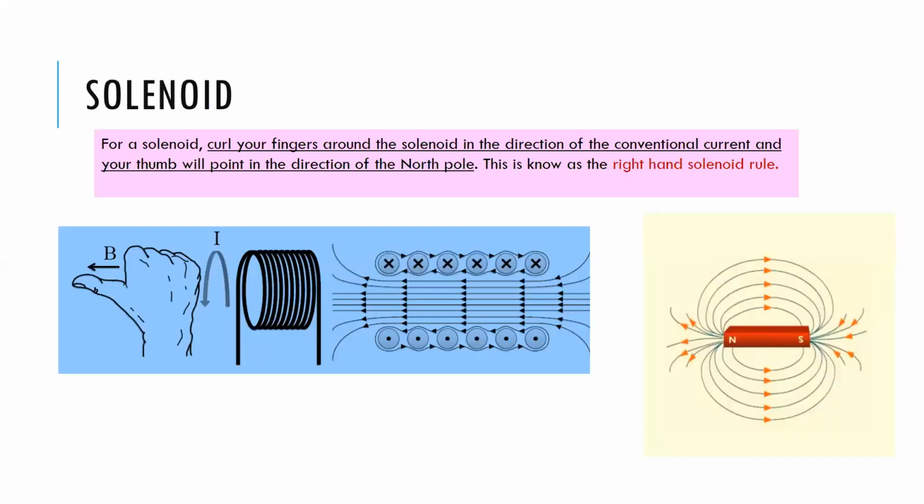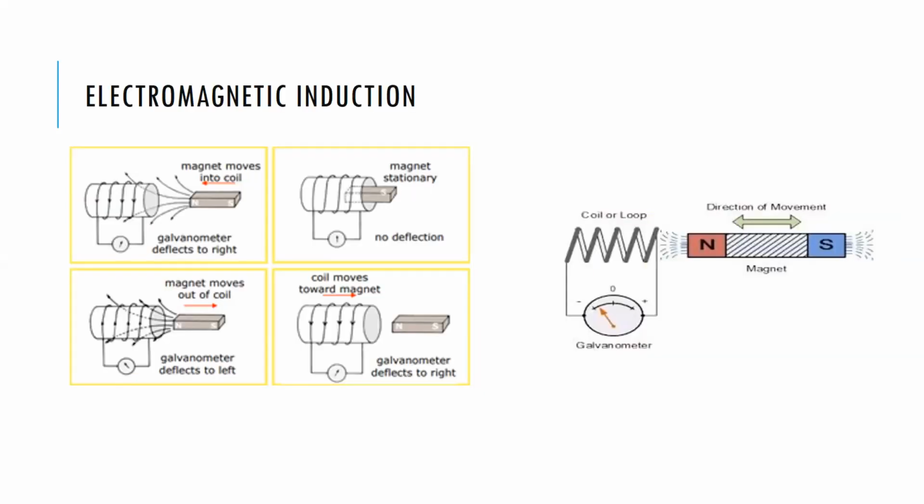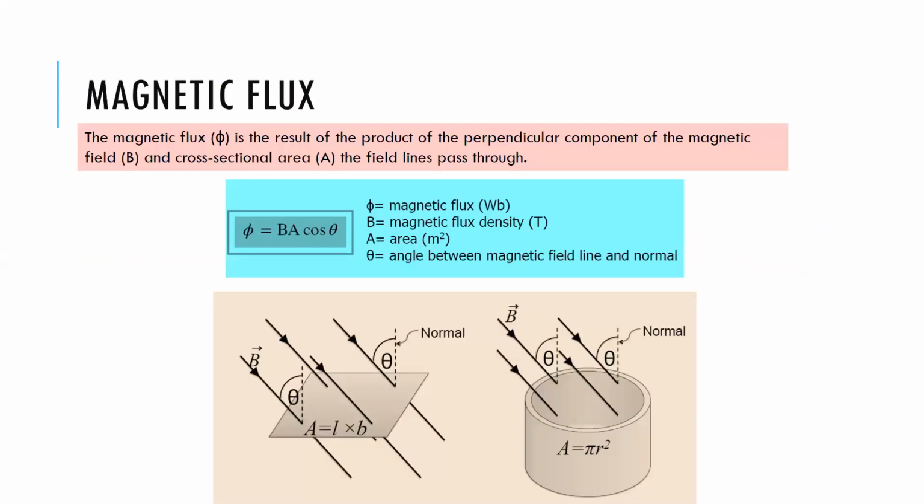Which means using electricity producing magnetic field. Yes, we can do by using a magnetic field, which means change in magnetic field. We can produce electric current. That's what we call induced current. And if we produce potential difference, that's what we call induced potential difference. And that's what we call electromagnetic induction, okay?